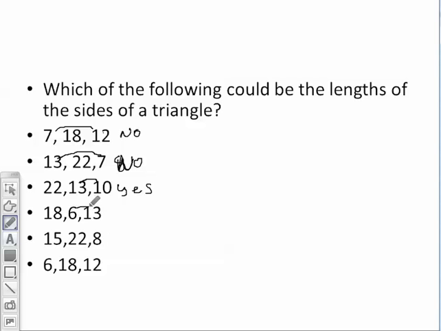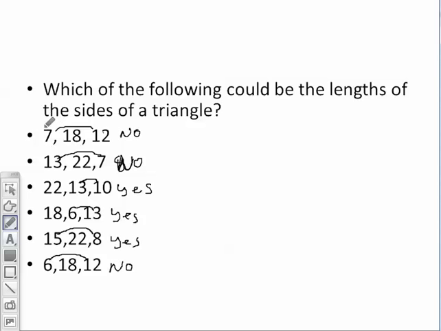Okay? 6 plus 13, 19. 19 greater than 18? Yes. That one could be a triangle. 15 plus 8, that's 23. 23 greater than 22? Yes. That one could be a triangle. 6 plus 12, 18. No. That one could not be a triangle.